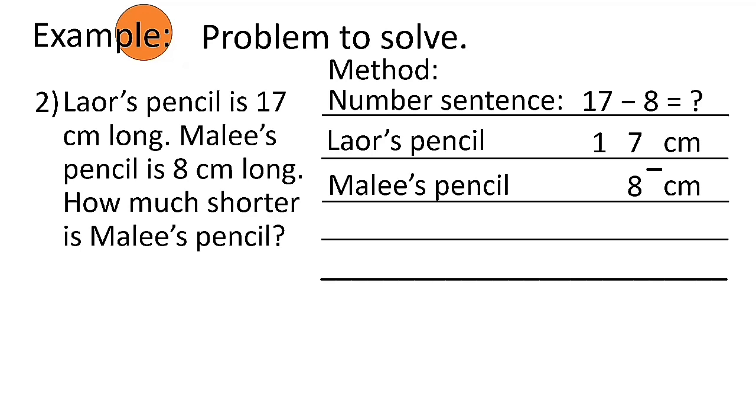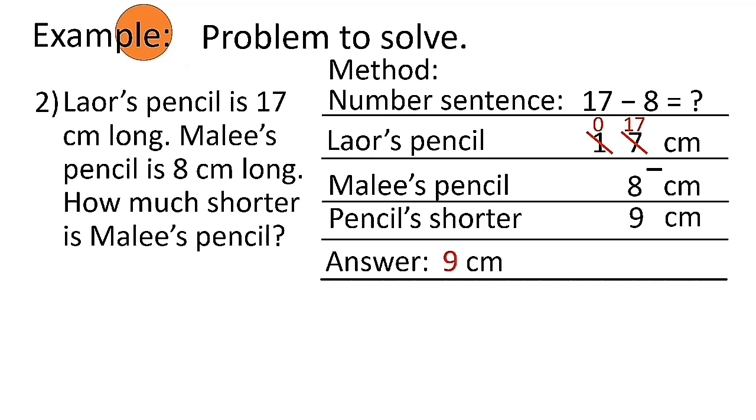7 minus 8 cannot be, so we need to borrow in the tens place. Cancel 1 becomes 0, and 7 in the ones place becomes 17, and 17 minus 8 is equal to 9. So the pencil is shorter by 9 centimeters. Now to answer this question, how much shorter is Molly's pencil? Yes, 9 centimeters or 9 cm. So our answer here is 9 cm or 9 centimeters. Did you get it? Very good.